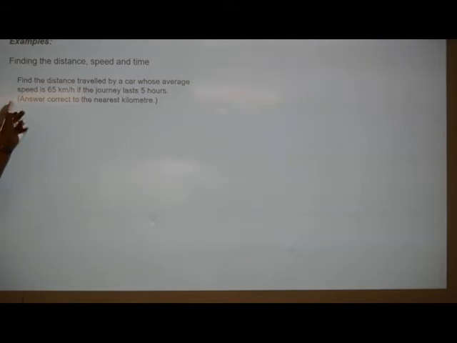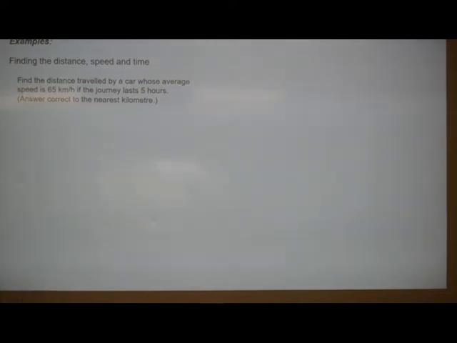Here's our first example. We're going to write all this down. Finding your speed and time. And there's our first question. Our first question is, find the distance travelled by a car whose average speed is 65 kilometres per hour if the journey lasts for 5 hours, and we want to the nearest kilometre.